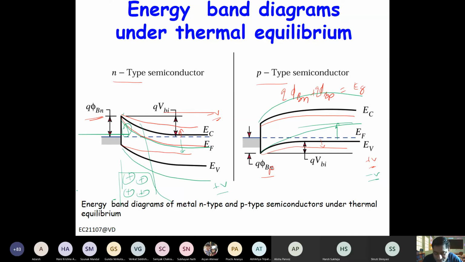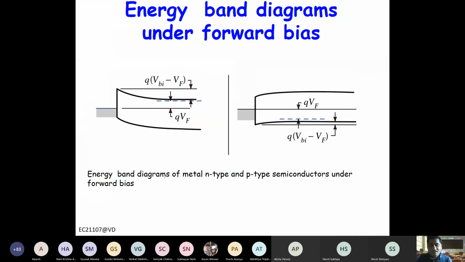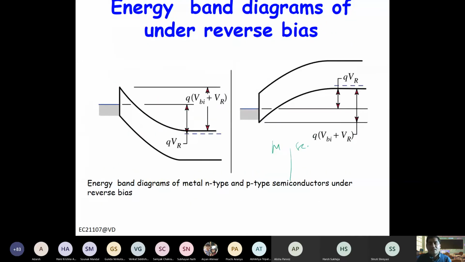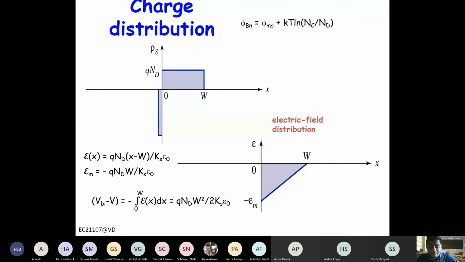So your depletion region will be inside the semiconductor only, and it will behave like a one-sided p-n junction. For example, if you have a p-plus n junction, it will be very similar to that. And using the same calculation, you can calculate the depletion width and other parameters also. So this is your n-type semiconductor or silicon.